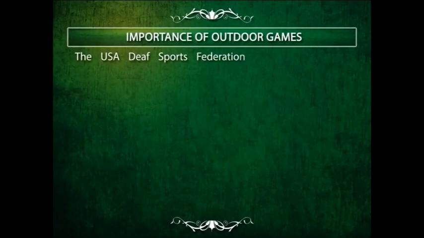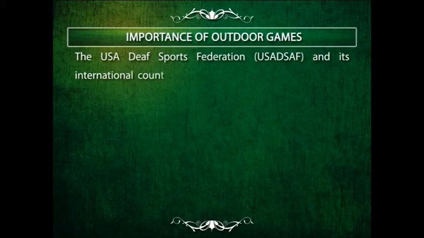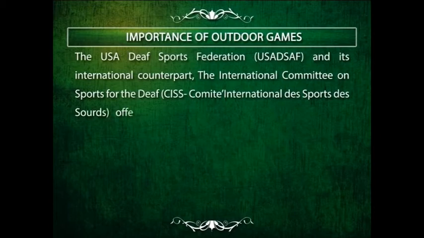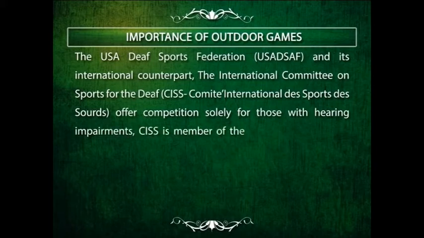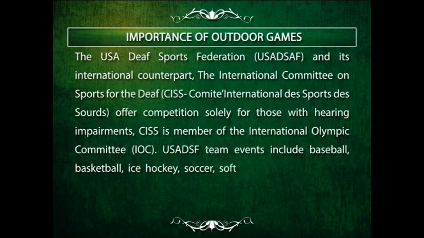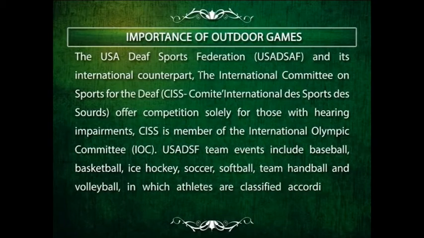Many organizations now provide sports programs for athletes with disabilities. The USA Deaf Sports Federation, that is USADSF, and its international counterpart, the International Committee of Sports for the Deaf, Comité International des Sports des Sourds, offer competition solely for those with hearing impairment. CISS is a member of the International Olympic Committee. USADSF team events include baseball, basketball, ice hockey, soccer, softball, team handball, and volleyball, in which athletes are classified according to gender and the degree of hearing loss.